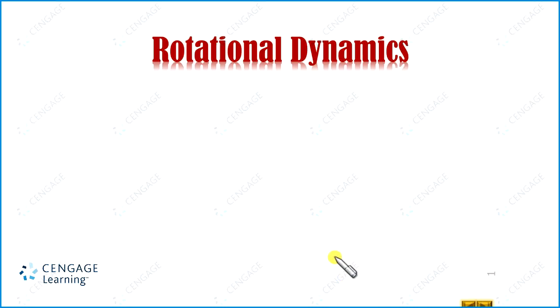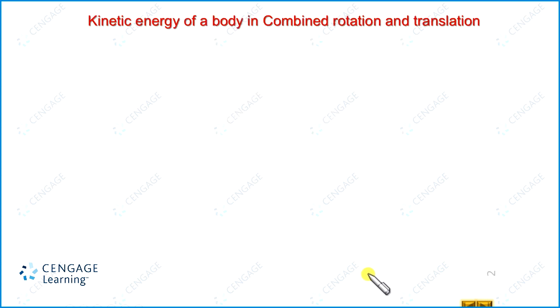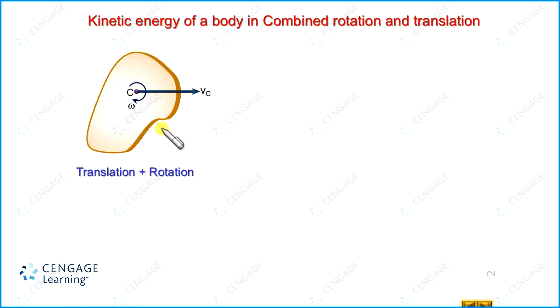Dear students, in this section we are going to discuss how to calculate the kinetic energy of a body in combined rotation and translation. Let us take a rigid body. You can observe here this rigid body is having combined translation and rotation motion. Here the center of mass of the body is translating with the velocity Vc and the body is rotating about its center of mass with the angular velocity omega.